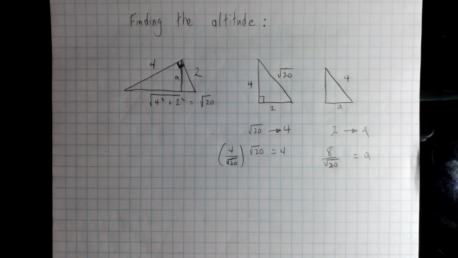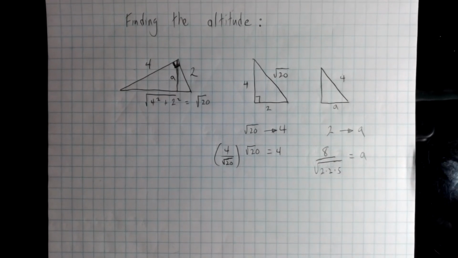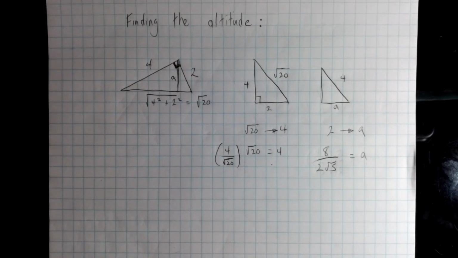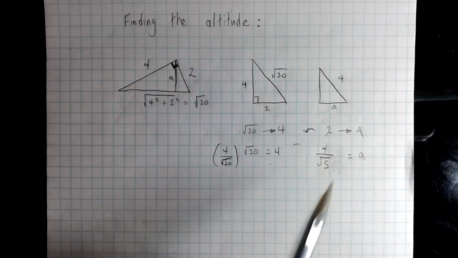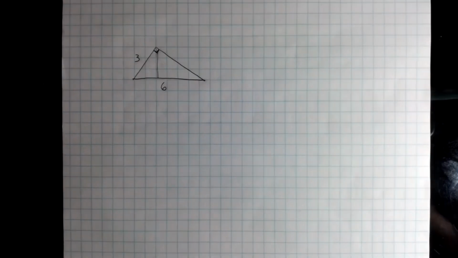Now I could clean this up a little bit and make that 8 divided by square root of 20. If I break that up, I get 2 times 2 times 5. So I can bring out a 2. And reducing, I get 4 divided by square root of 5. You can actually reduce some more, but in any quiz, I'd expect you to stop here.